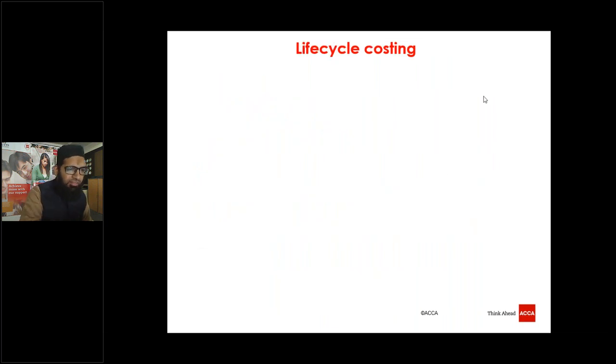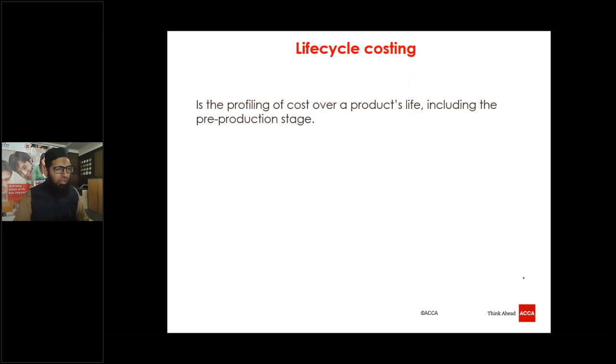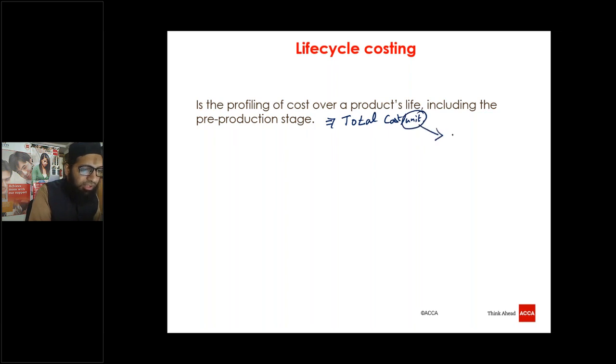Now let's discuss life cycle cost. In life cycle cost, the main premise is the profiling of cost over a product's life, including the pre-production stage. So what we do in life cycle costing is that we calculate the total cost per unit by, first of all, in units, taking the total units of the whole life.